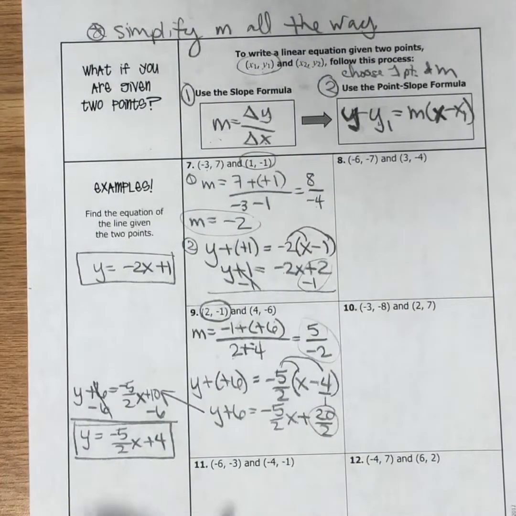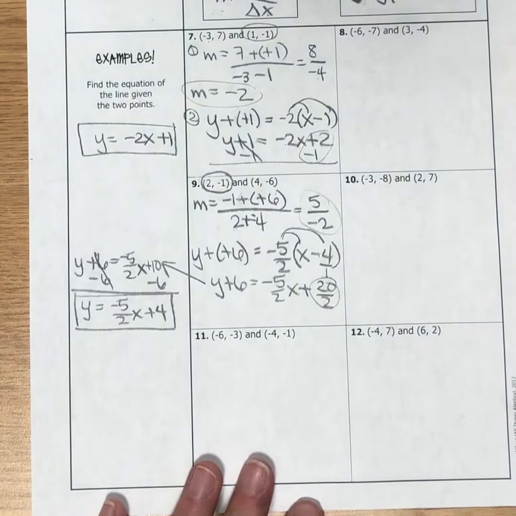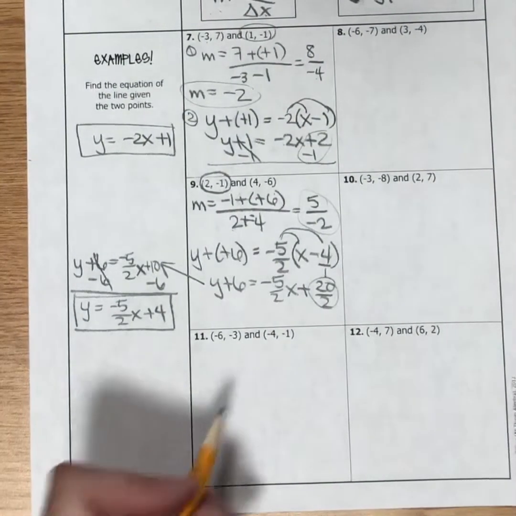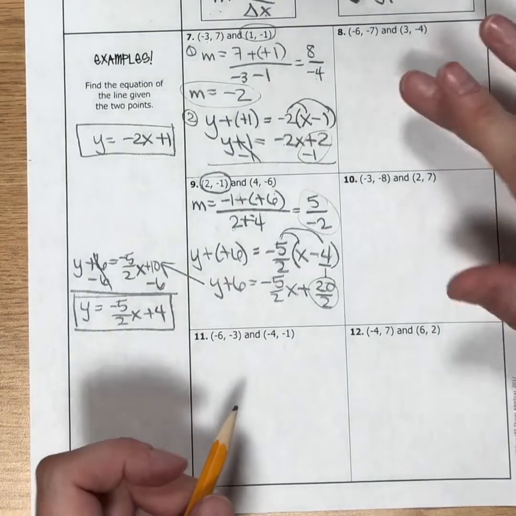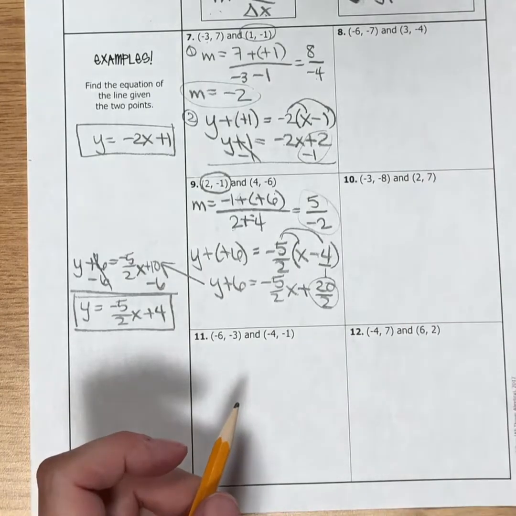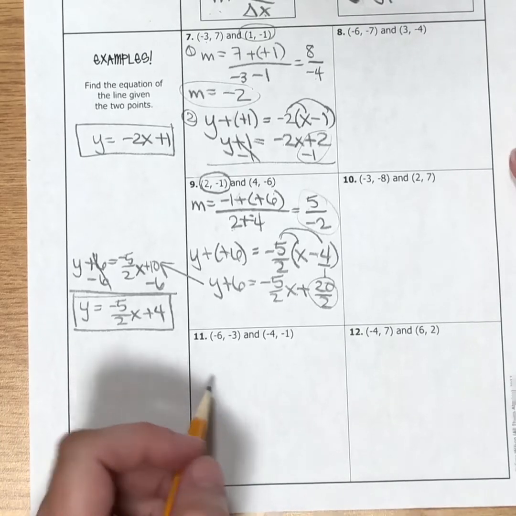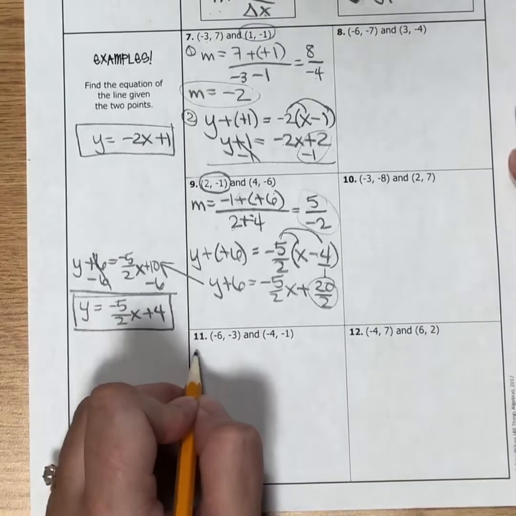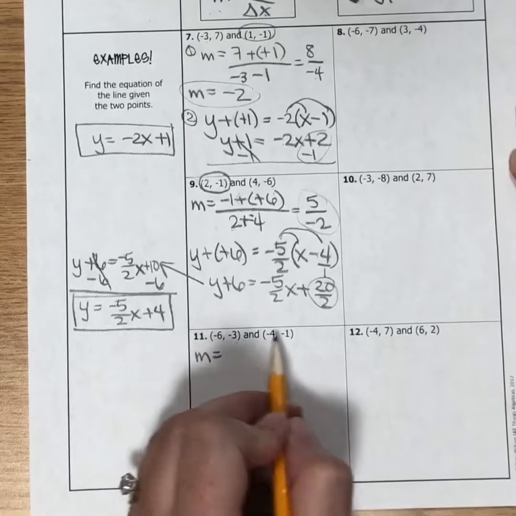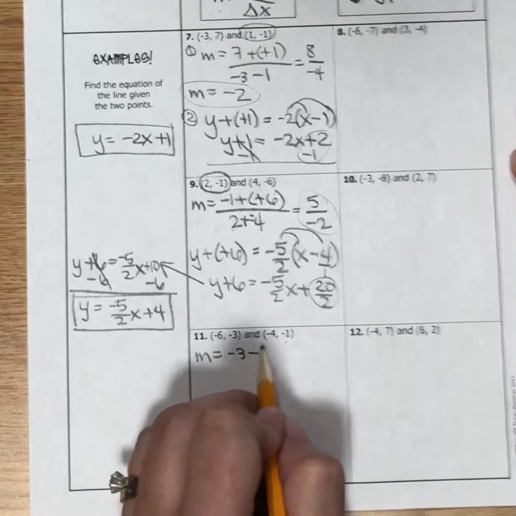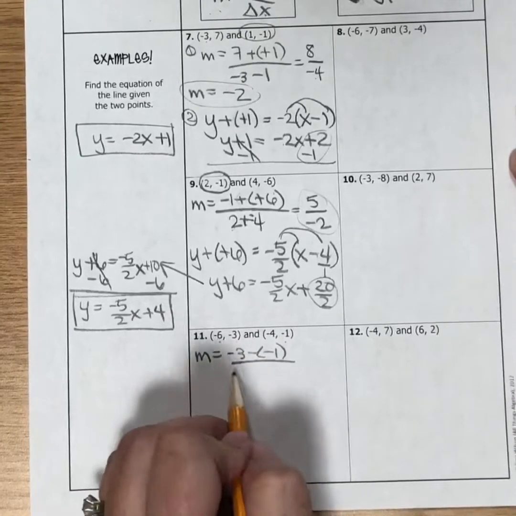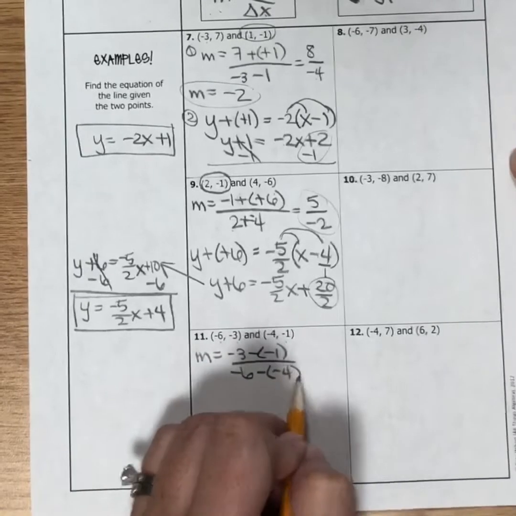All right, so the last one, number 11, let's do together, and then I'm going to have you do 8, 10, and 12 and check to see if you did those correctly and bring any questions to class for clarification. All right, so again, we're finding our slope first. So let's subtract our y's. So negative 3 minus negative 1 over negative 6 minus negative 4.